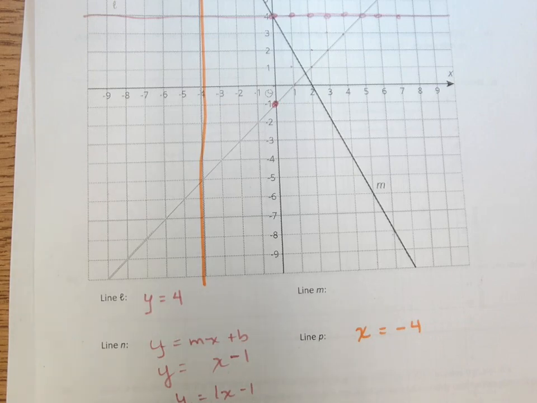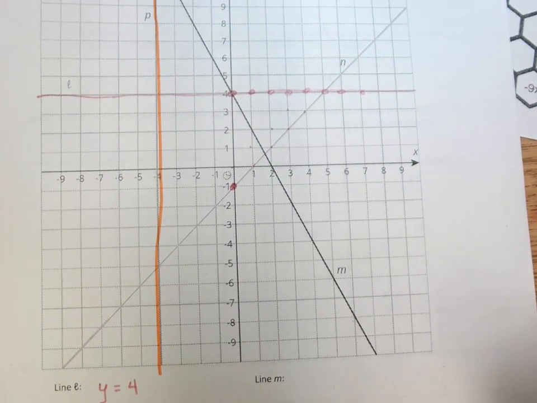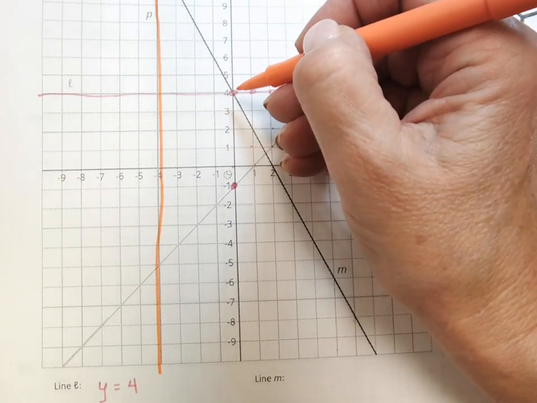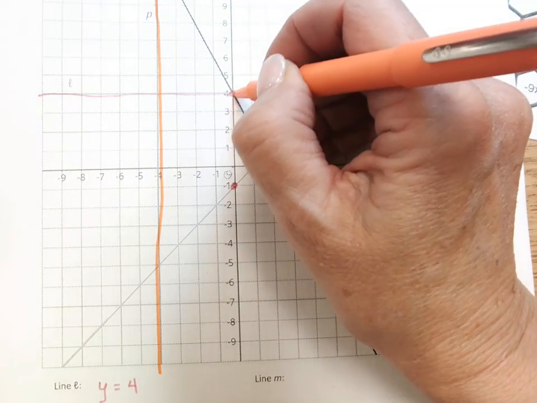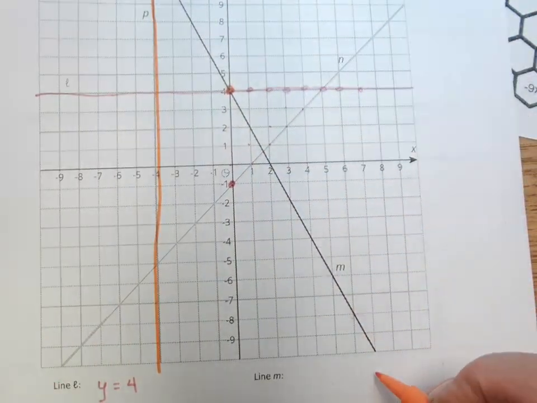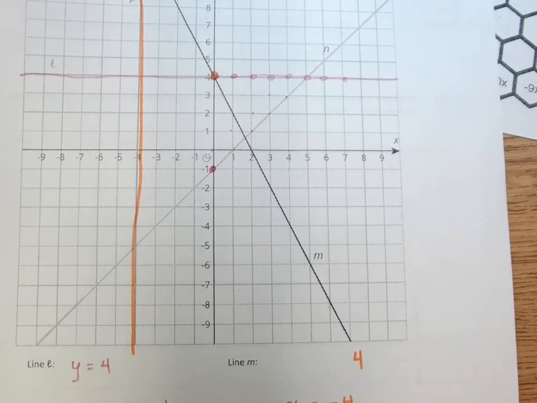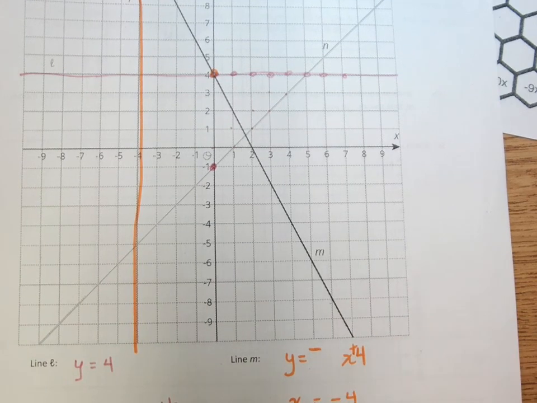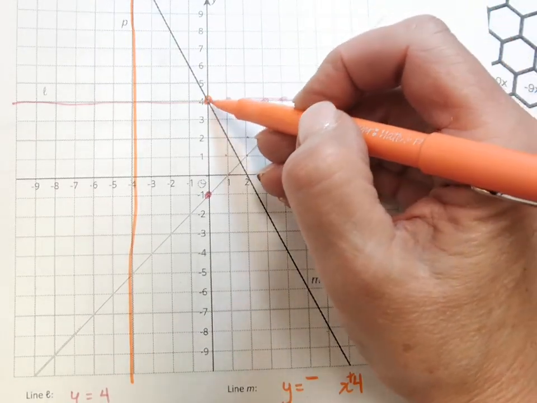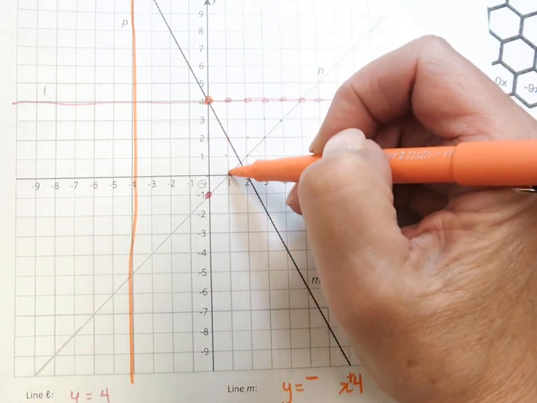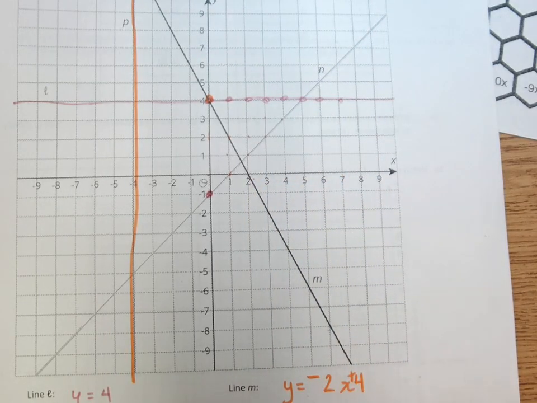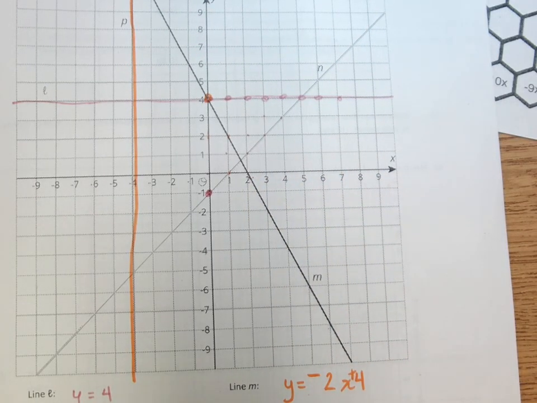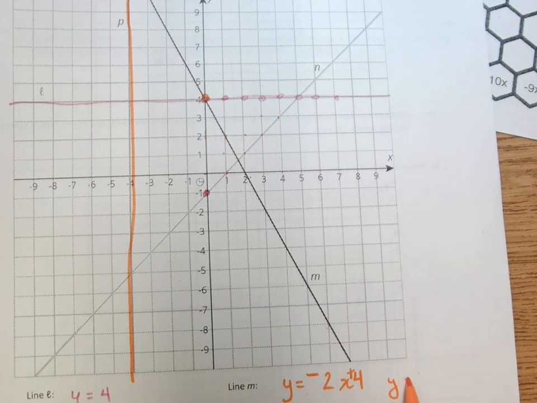Then, if I look at my M line, my y-intercept is here at 4, but this one has a negative slope. So my y-intercept is going to be 4, and it's going to be y equals negative something x plus 4. So we're going to go down 2, over 1, down 2, over 1. So it's negative 2x plus 4. Y equals negative 2x plus 4, or y equals 4 minus 2x. Either of those is okay for that one.